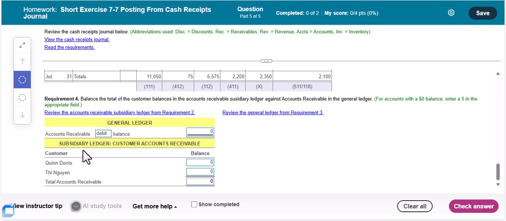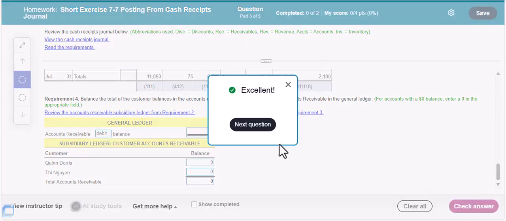So say Doris called you and asked, I'd like to pay off my balance. How much do I owe you? You'd go to the subledger back up in the orange and you'd find Doris and say, oh, you owe us $0. So in this case, let's go ahead and check our answer. Excellent.